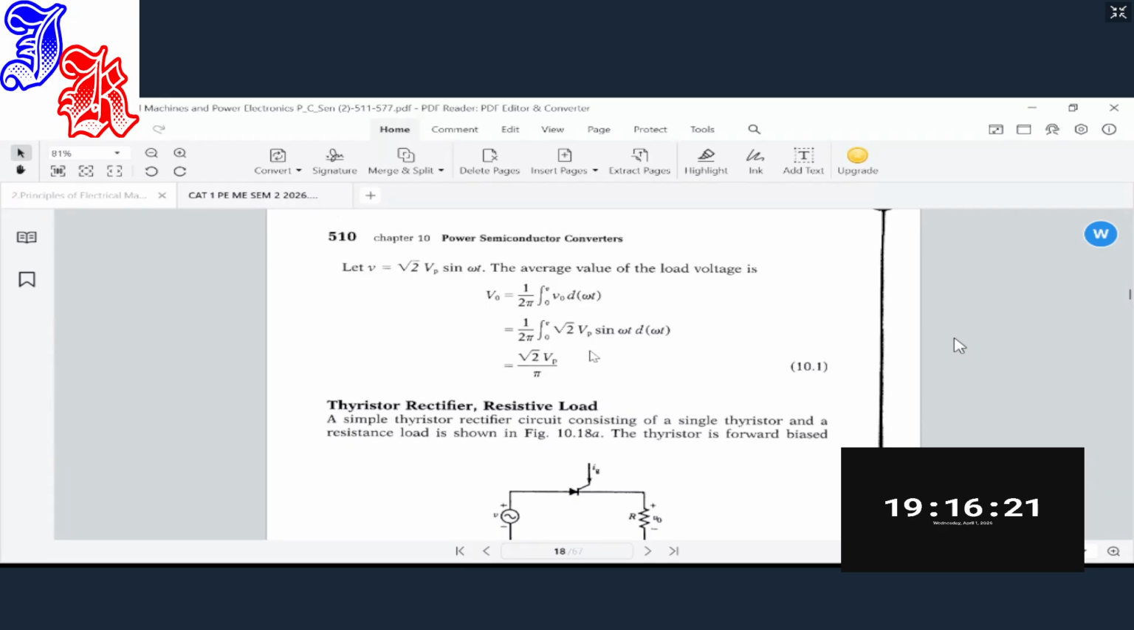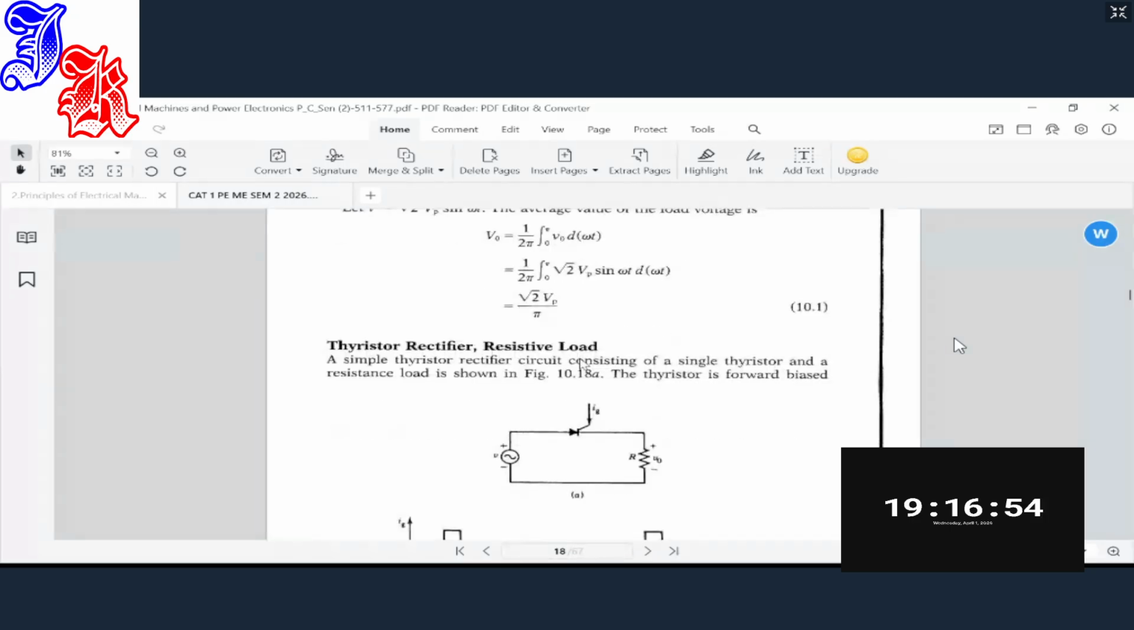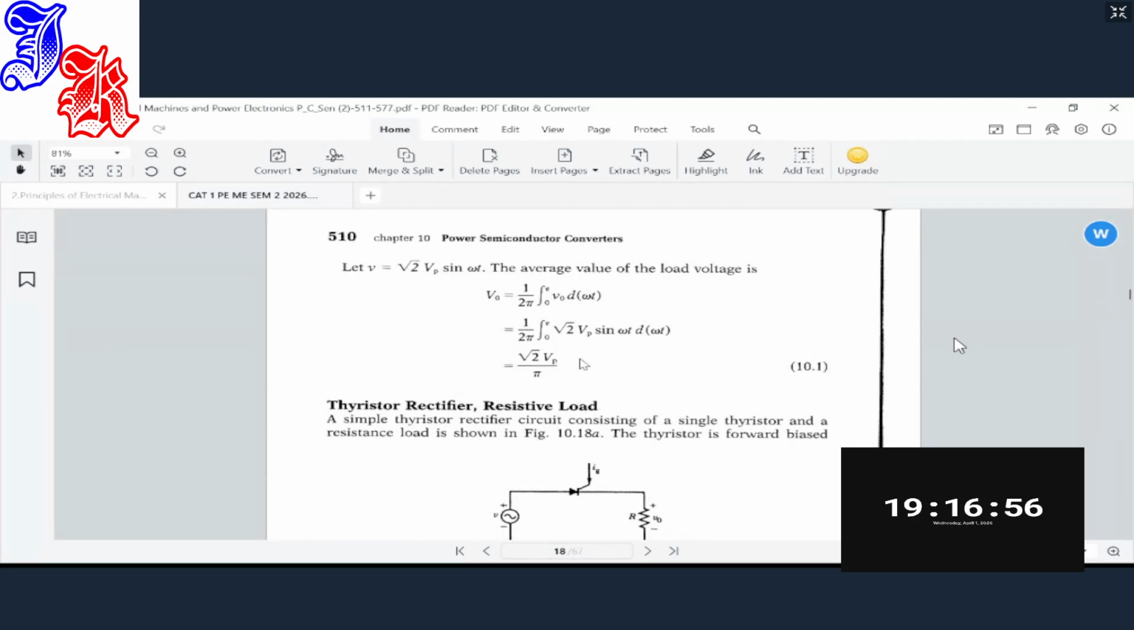During your calculation or during an exam or CAT, you are supposed to show the working here. When you integrate, you remove the two constants outside the integration, because if you integrate a constant it remains a constant. But now you integrate the sine, which you saw when you integrate sine omega t, you find negative cos omega t, and then you substitute with these limits, the result will be root 2 Vp over pi. So that is a purely resistive load with a diode.